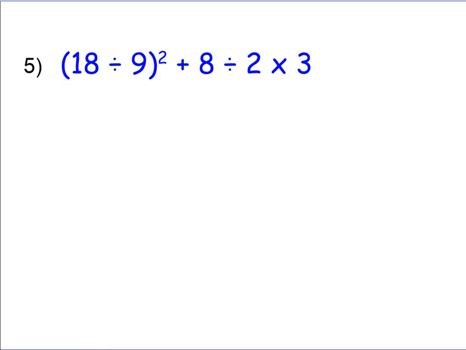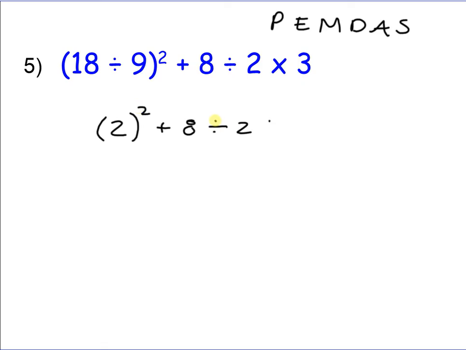All right, number 5, you'll see that they're getting longer and longer. So I'm going to write my PEMDAS up here. All right, I do have parentheses I need to solve. 18 divided by 9 is 2. So I'm going to rewrite the rest of the problem now. Oops. All right, I've taken care of my parentheses. I do have an exponent over here. 2 to the second power means 2 times 2, which is 4. So I'm going to rewrite the rest of the problem.